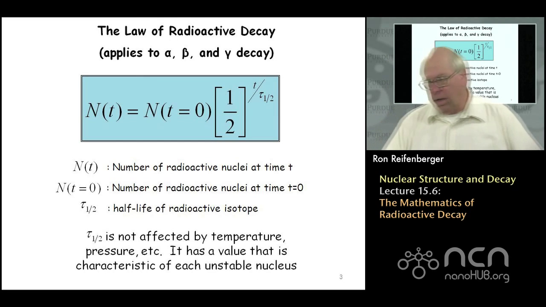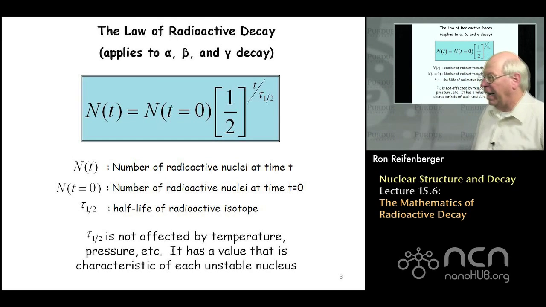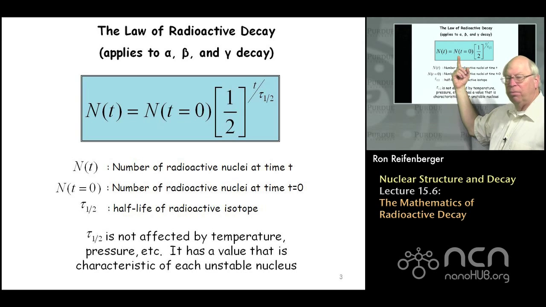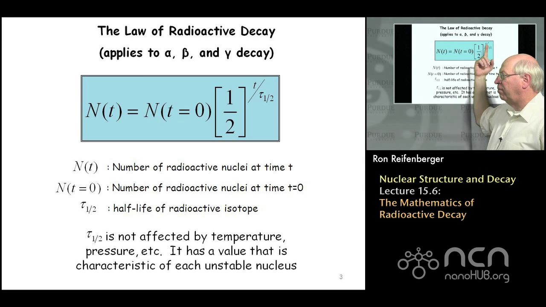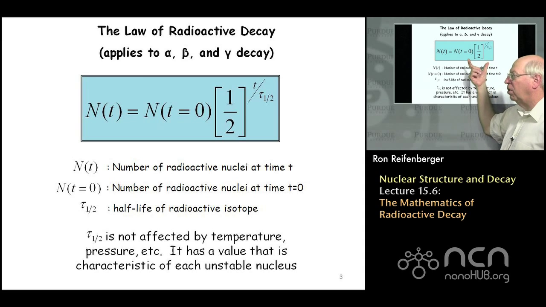So the law of radioactive decay that applies to alpha, beta, and gamma decay is the same. It just says that if you have a certain number of radioactive nuclei at T equal to 0, the number of radioactive nuclei that are there at a time T later can be calculated by multiplying N of t equal to 0 times 1/2 raised to the ratio of t over tau 1/2. So you can see how this works.